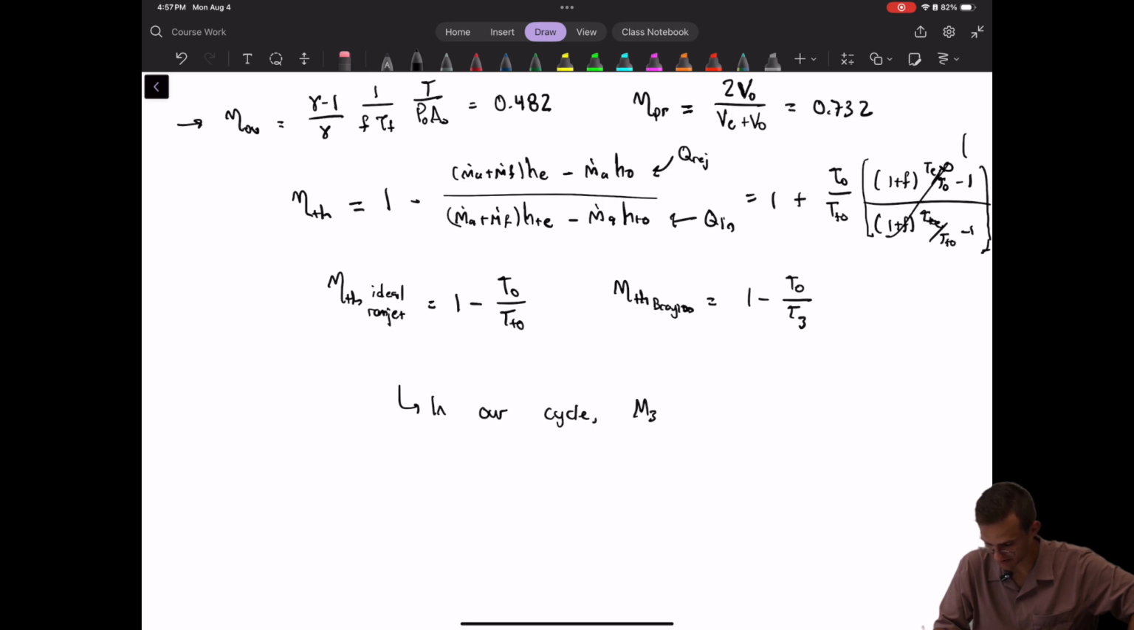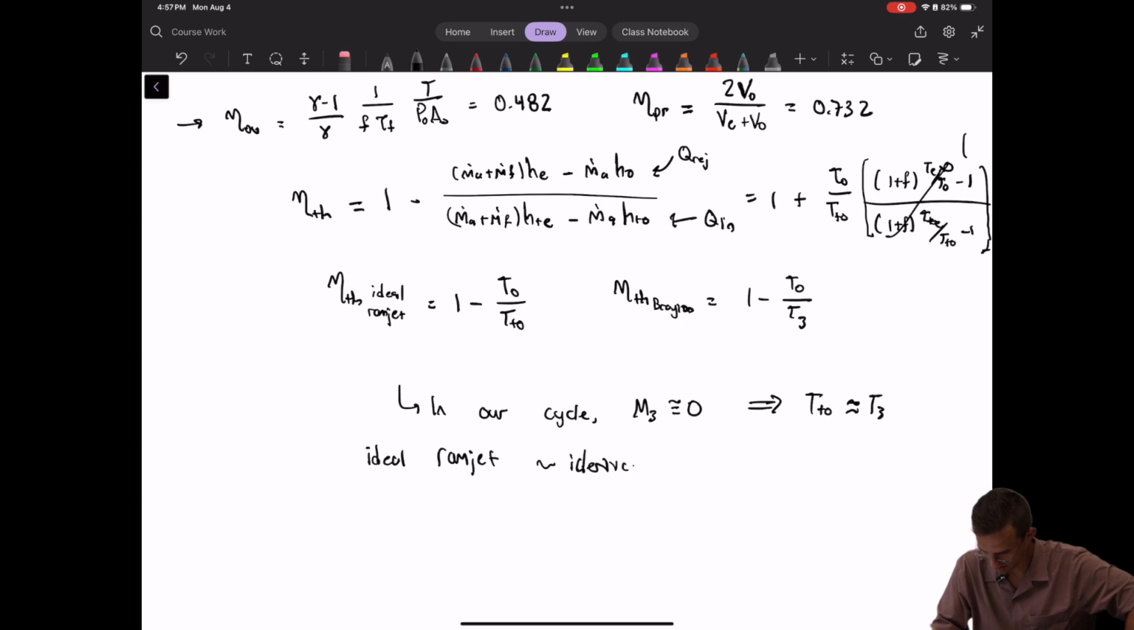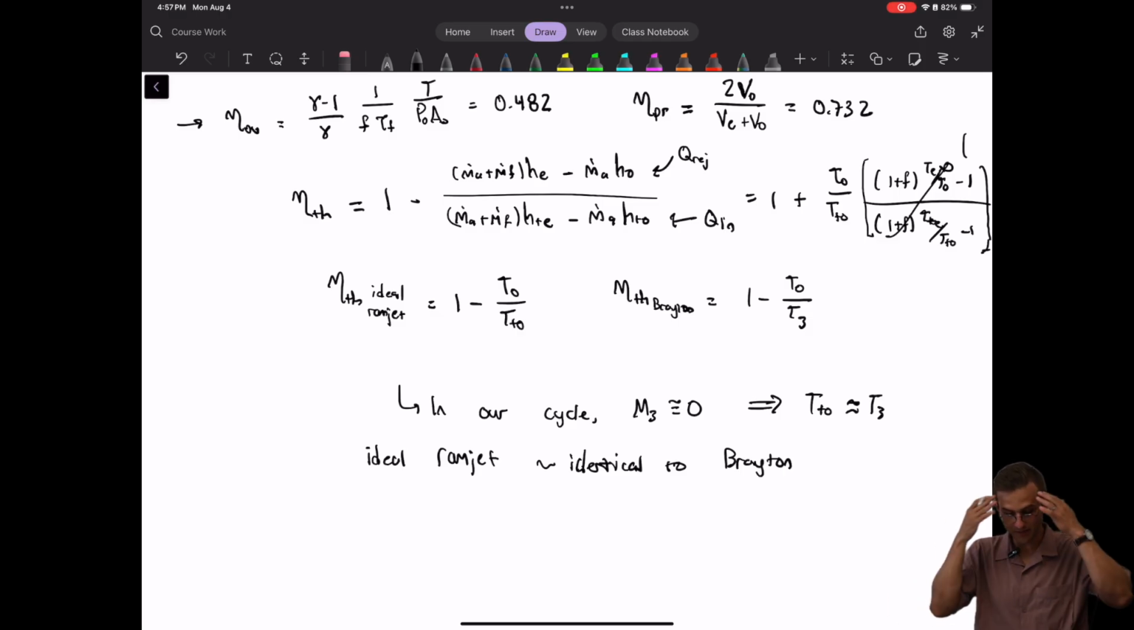Mach number at station 3 is approximately equal to 0. So that means that TT naught is approximately equal to T3 in this case. So the ideal ramjet you can think of as identical to the Brayton cycle. That's the reason why I did this exercise of the thermal efficiency. So you can say that the ideal ramjet is approximately identical to the Brayton cycle, efficiency-wise.